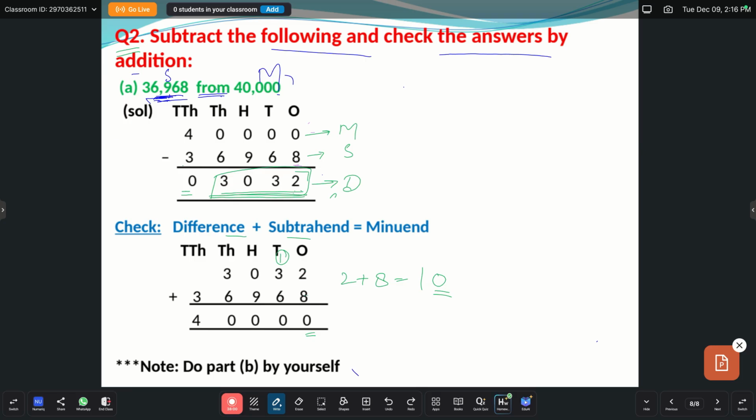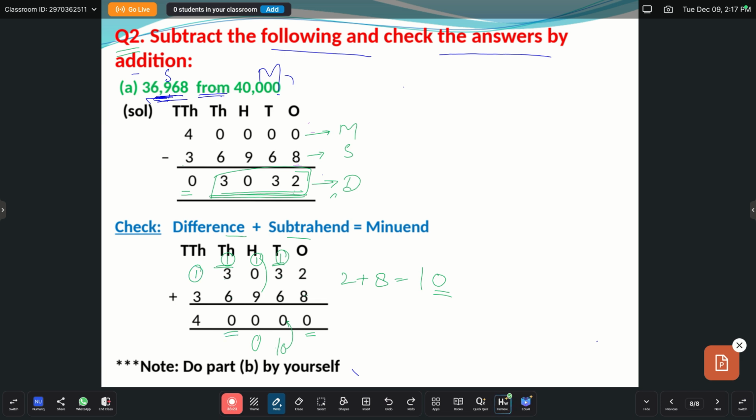Jigar, tell me what is 3 plus 6? It's 9. What is 9 plus 1? It's 10. I will write 0 here and 1 will be carried over to this column. What is 1 plus 9? It's again 10. I will write 0 here and 1 will be carried over. What is 6 plus 3, boys? It's 9. What is 9 plus 1? It's 10. I will write down 0 here.